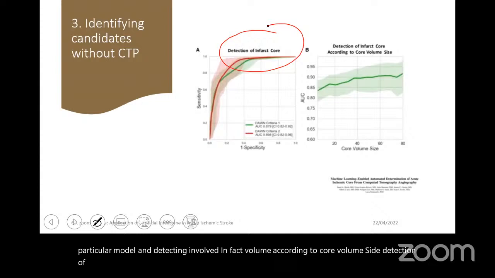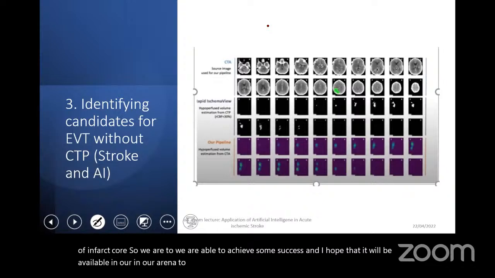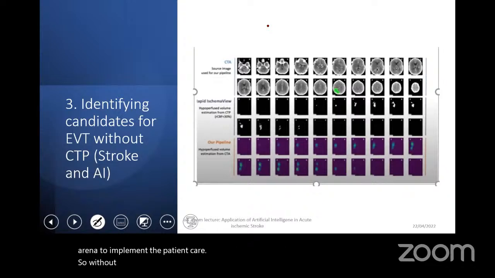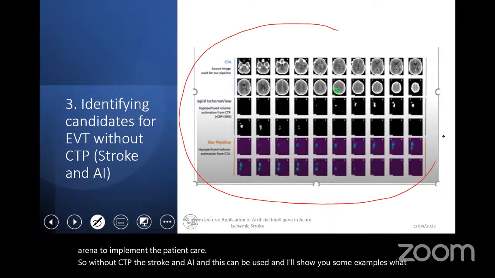So we are able to achieve some success, and I hope that it will be available in our arena to implement in patient care. So without CTP, stroke and AI can be used. And I'll show you some examples of what we have done.